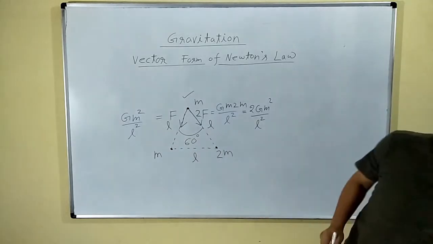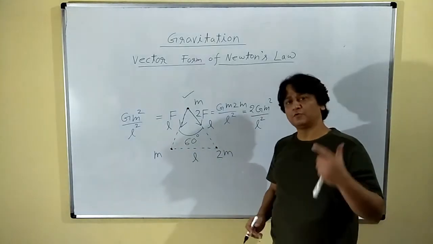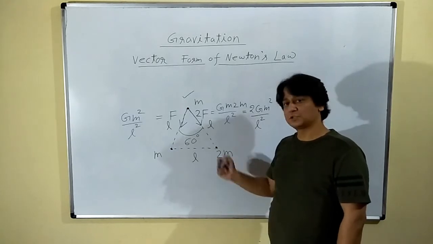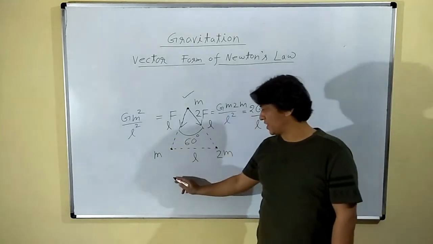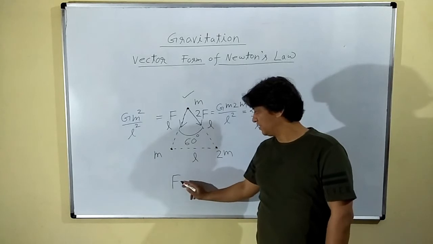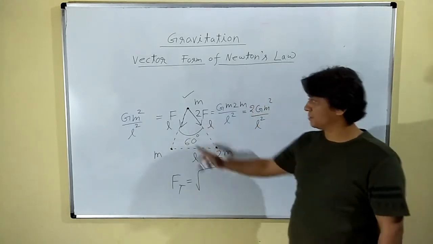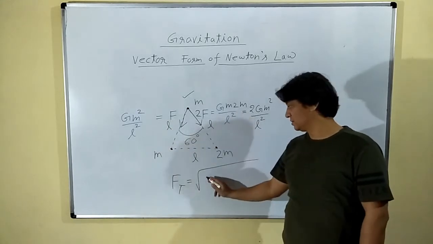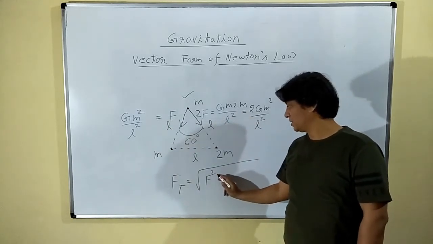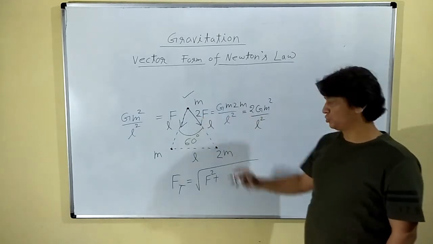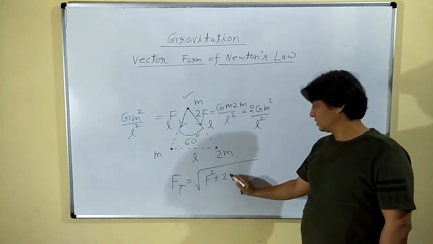Now somebody looking for magnitude only can handle this question very easily. How do you find magnitude? F total root over magnitude of first vector f square, second vector 2f.